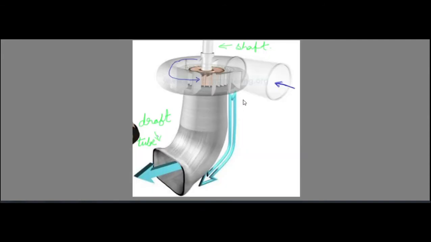As we move forward, the cross sectional area is increasing. So if the cross sectional area increases, the velocity is decreasing.